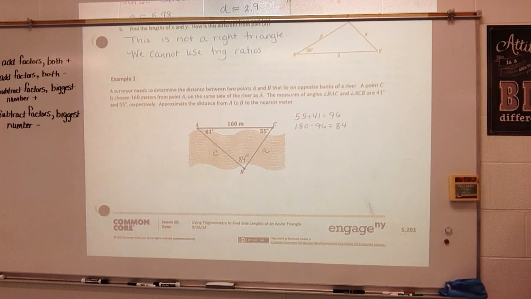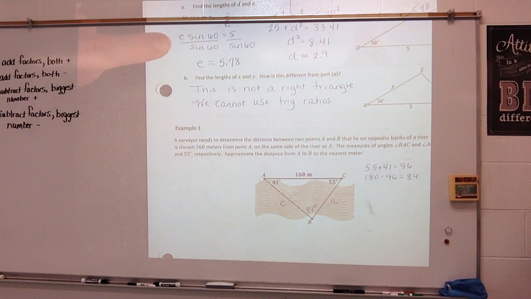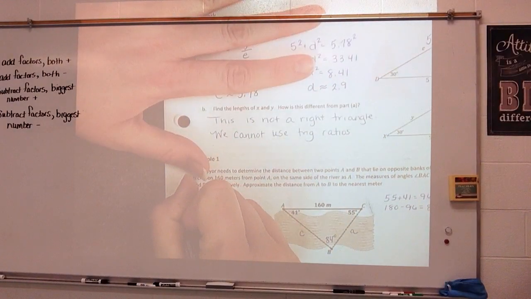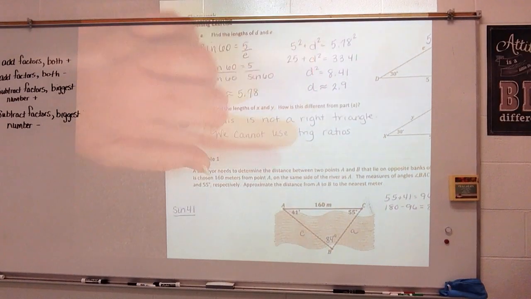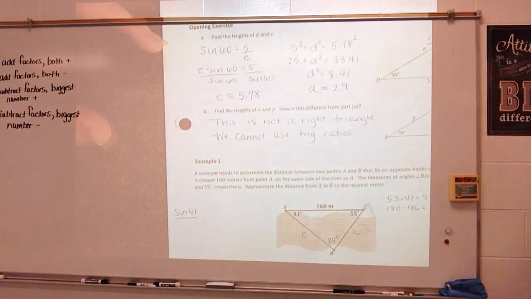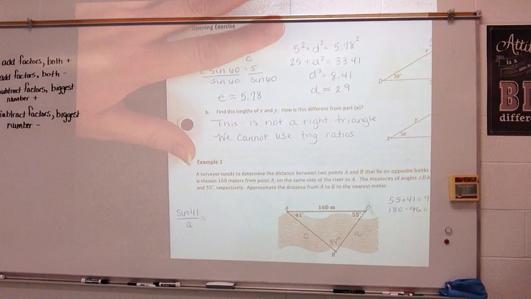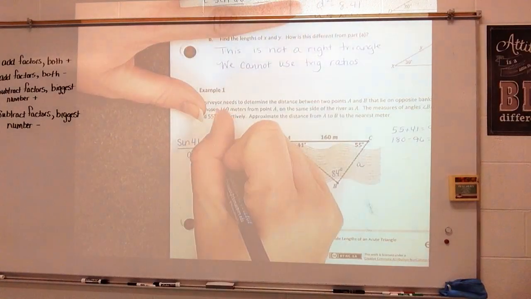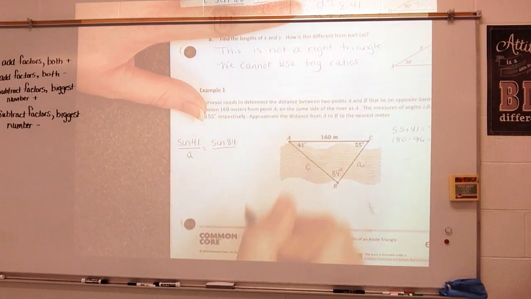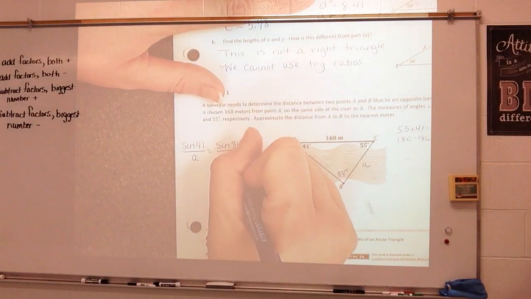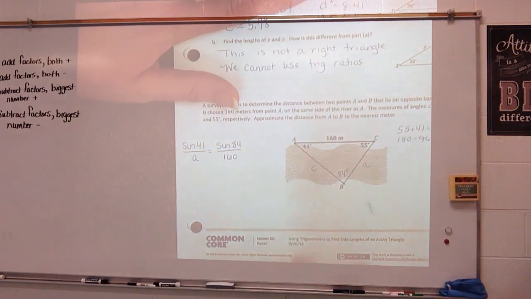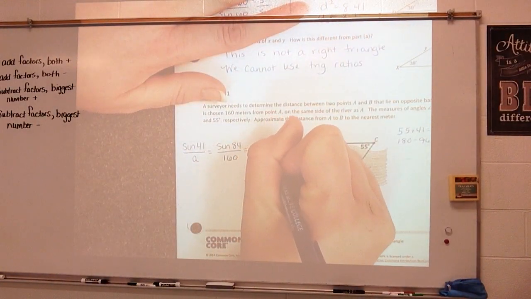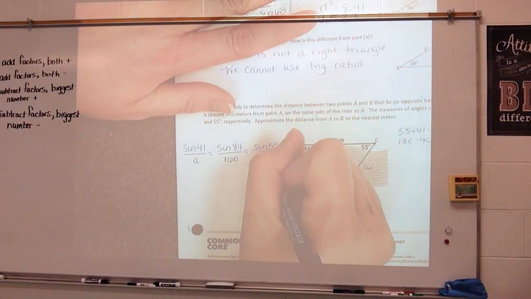Okay? So let's look at this. The law of sines: the sine of 41 divided by A, which I don't know, is equal to the sine of angle B, which is the sine of 84, divided by, well, I know that, that's 160, is equal to the sine of angle C, which is 55, divided by C.